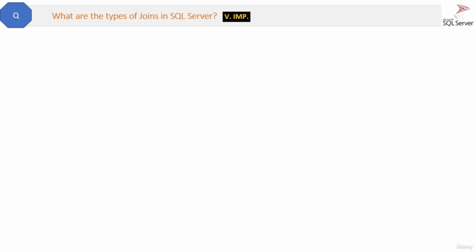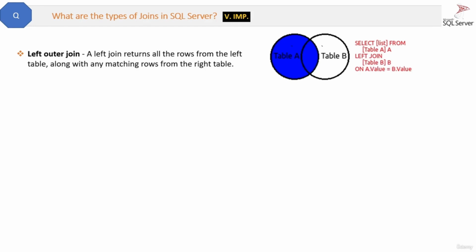What are the types of joins in SQL Server? This is a very important question and almost asked in all interviews for basic interviews. So first of all, outer join, we have three types of outer join. First one is left outer join. A left join returns all the rows from the left table along with the matching rows from the right table. See in the diagram here, all the rows from the left table A will be there, right? But yes, the columns you can choose from both A and B tables. You can list this in the select column names list.